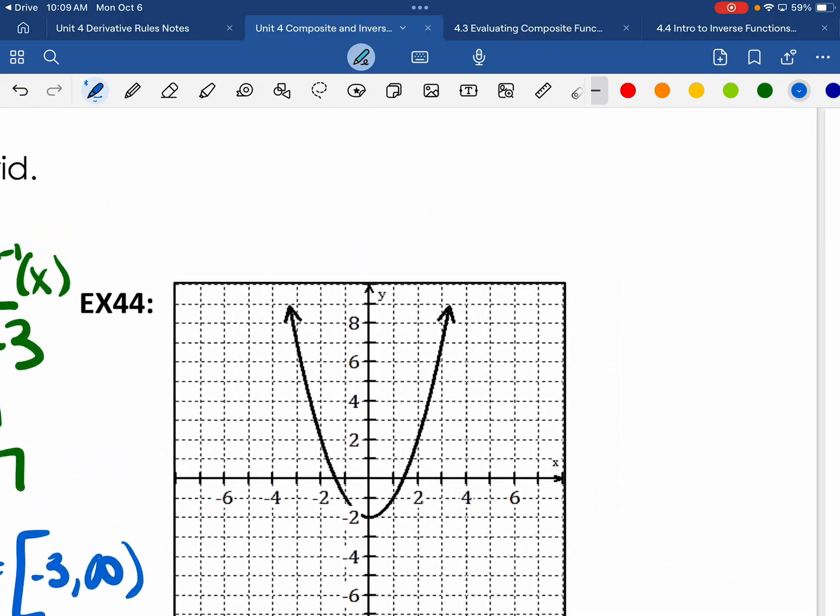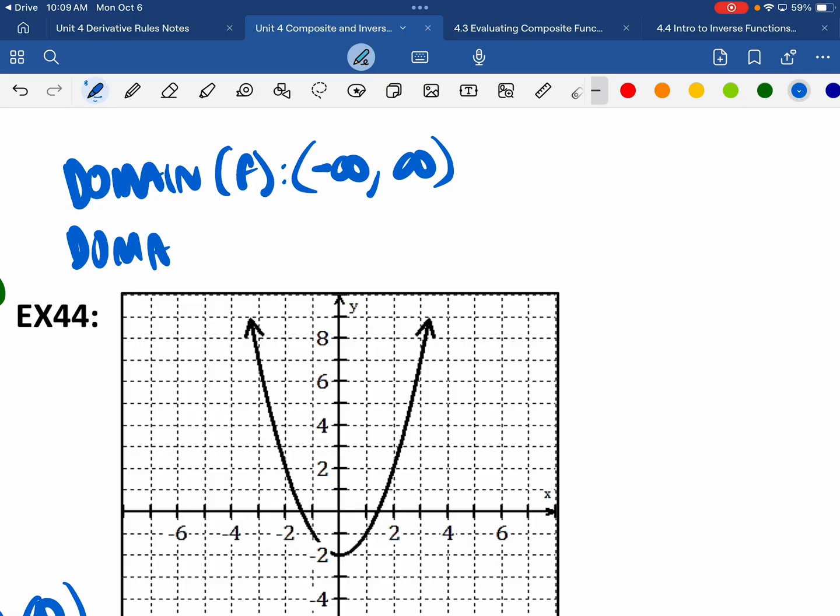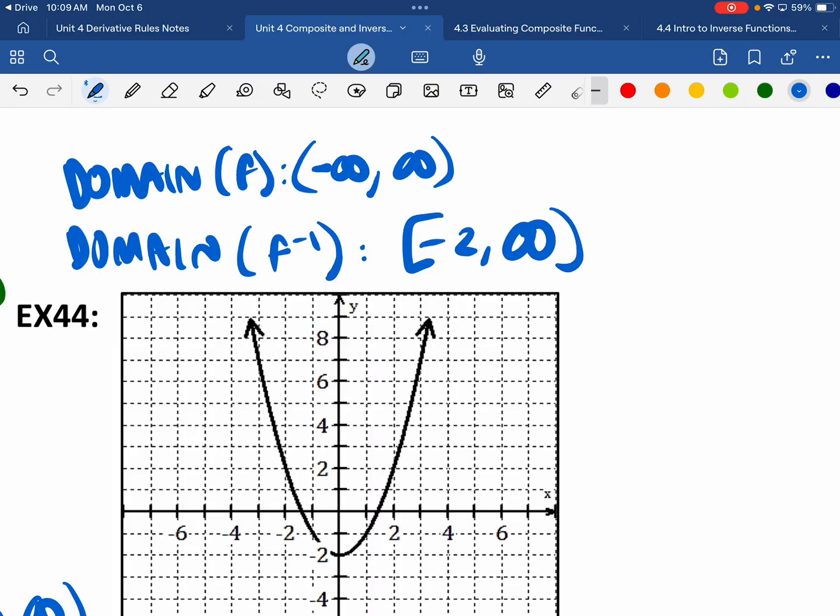So if I were to do domain and range of this one. What's the domain of the original? How far left is it going? Forever. How far right is it going? Forever. I don't have the inverse graph, but I can still come up with the domain of the inverse because it's going to be the same thing as the range of this one. So what is the range? How far down is it going? -2. And how far up? Infinity. So that should be the domain of the inverse. It's just the range of the original because they'll flip-flop.